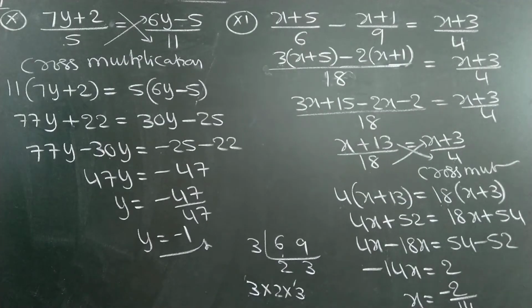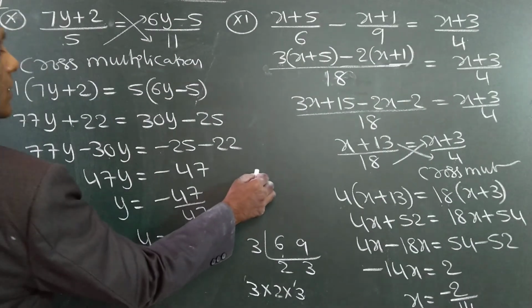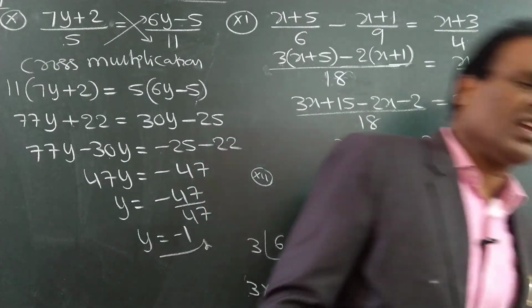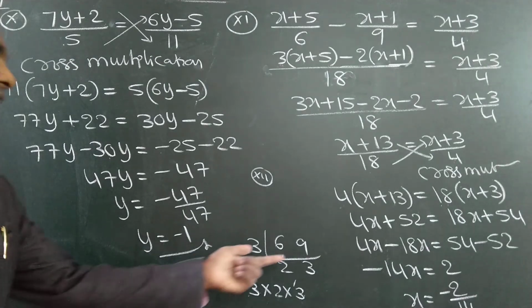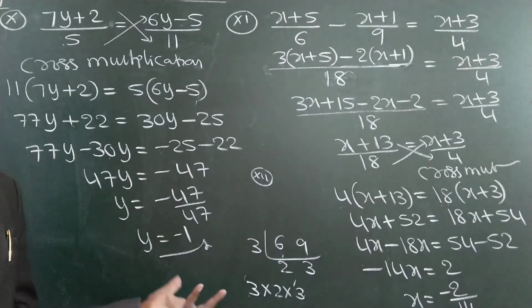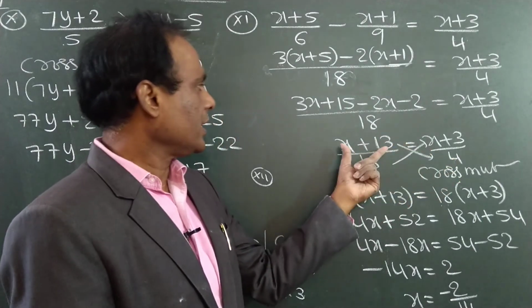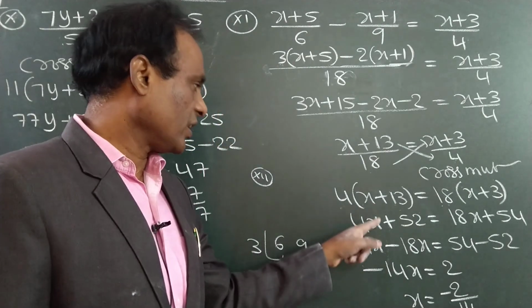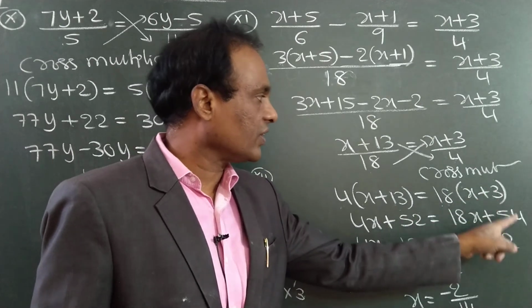So this is the procedure. Students, just practice it, and the 12th problem we will do tomorrow, because today we solved many problems. You may be tired, so let us stop here. Taking the LCM, you practice, and the rest is the same. After making it a simple fraction, cross multiply. 4 into x is 4x, 4 into 13 is 52, 18 into x is 18x, 18 times 3 is 54.